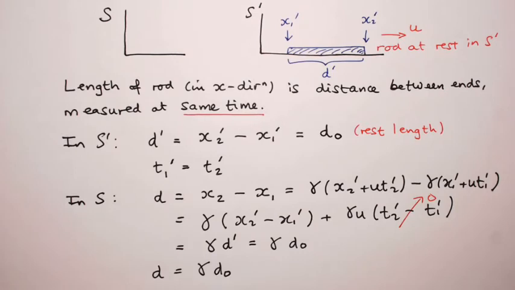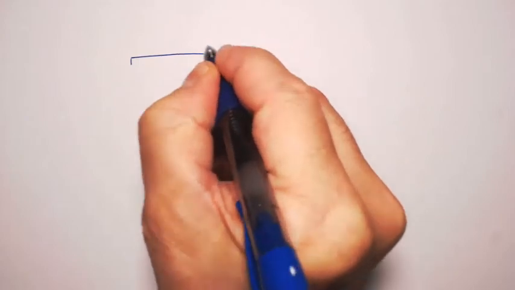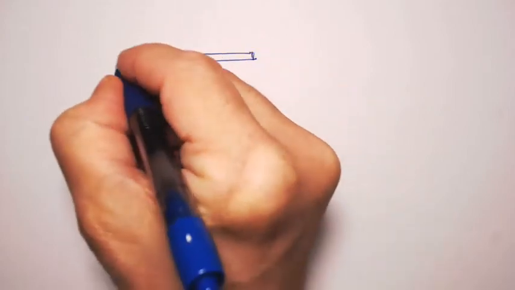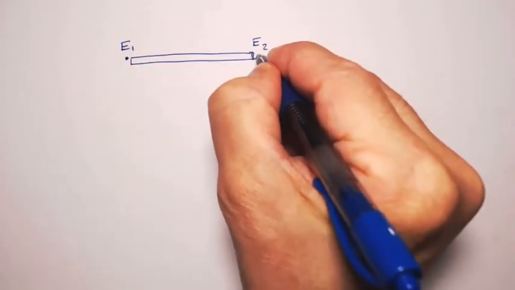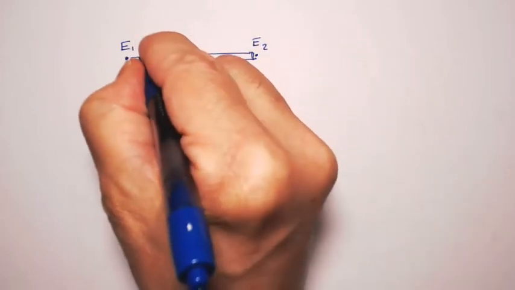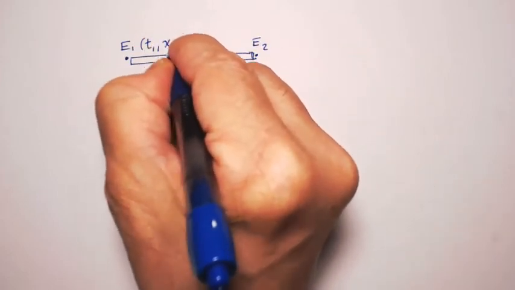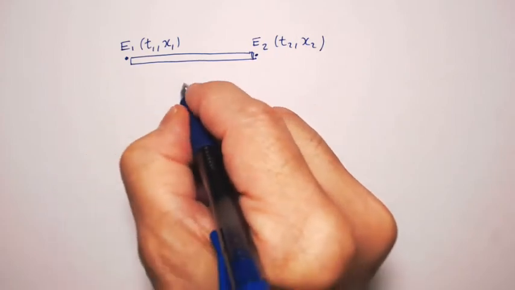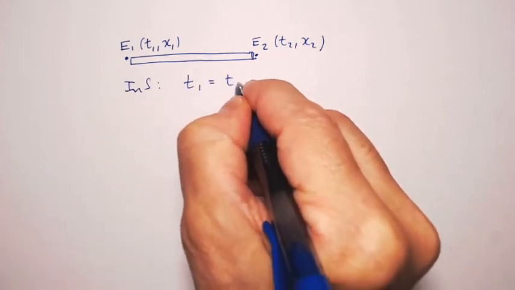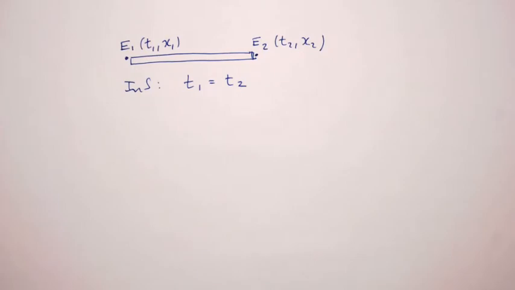But wait a minute, that is wrong. That is not length contraction. That is in fact length dilation. So what is the correct approach? Remember that the length of the rod must be measured by taking events at the beginning and the end at the same time. So let's suppose the measurement here we call event 1 at the beginning of the rod, and event 2 is here at the end of the rod. It happens at a certain time T1, X1, and this happens at a time T2, X2. And in S, we must have T1 equals T2. And that's what we have not done in our first attempt.